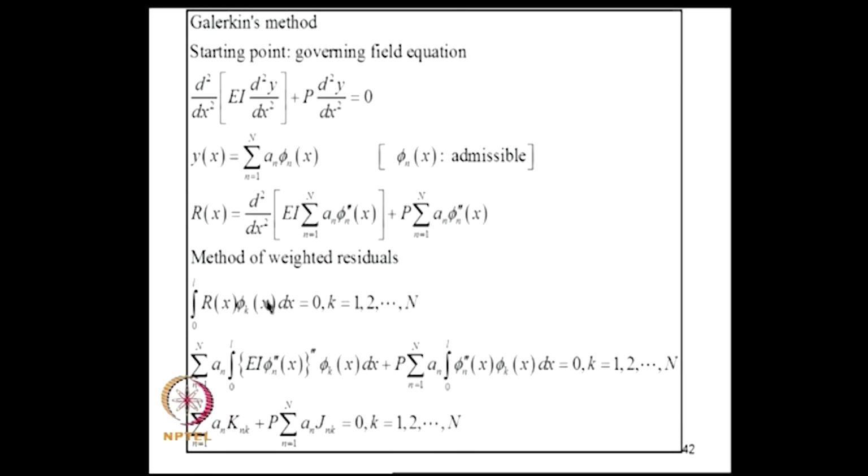If we multiply by phi k and integrate from 0 to L, I will get these terms, and I can evaluate this term by parts and use the boundary conditions to simplify it. I have not shown those simplifications; we have done that when we discussed Galerkin's method in the context of vibration analysis. So, I will get equations in this form. The new thing is that there is one more integral, j n k, given by this. Here also we can simplify this by integrating once.